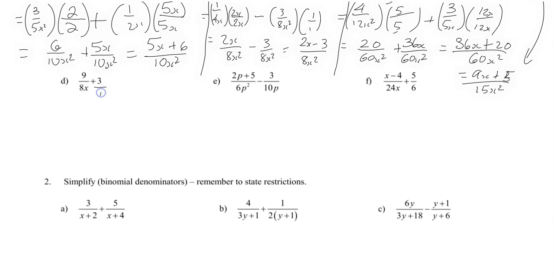When you have no denominator, put down a 1. So first our non-permissible value, and again, because it's a monomial, it's just x cannot equal 0. Our LCD will be 8x. The 9 over 8x doesn't need anything. Write that as 3 over 1, and then put it as 8x.